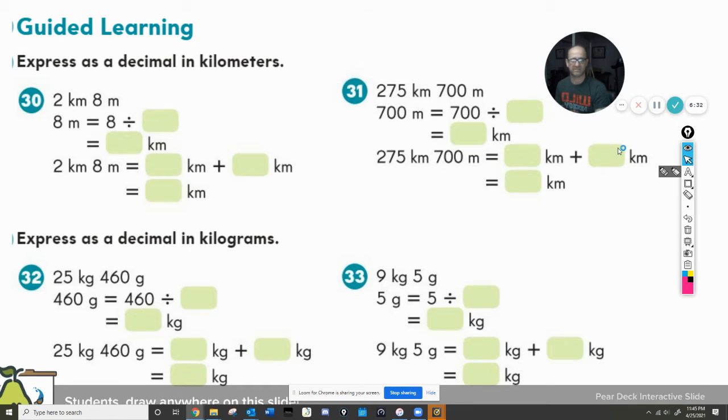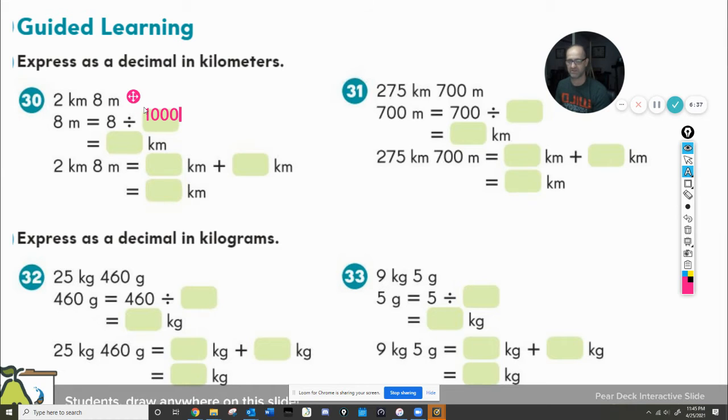2 kilometers, 8 meters. Okay. You're going to do 8 divided by 1,000. You're going to get 8 thousandths of a kilometer. So you're doing 2 plus 8 thousandths, and you're going to get, boom. Excellent. 275 kilometers and 700 meters divided by 1,000. Thankfully, that's just 0 and 7 tenths. You're doing 275 plus 0.7 and you get 275.7.